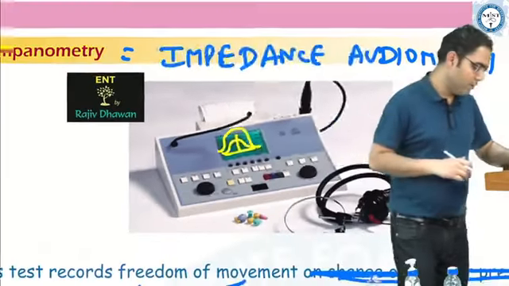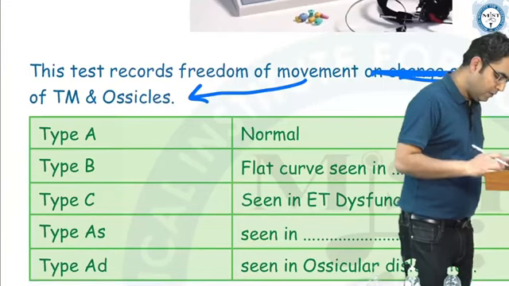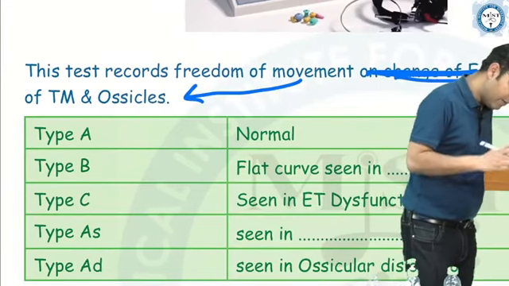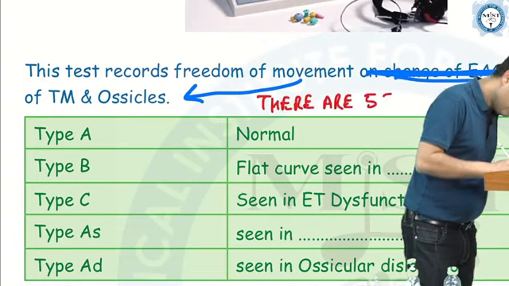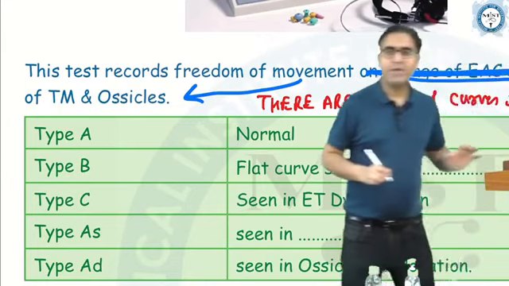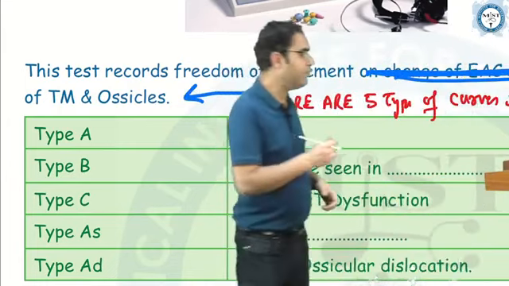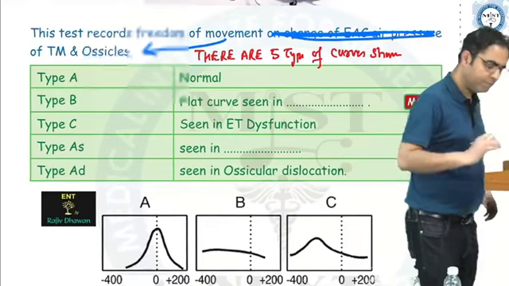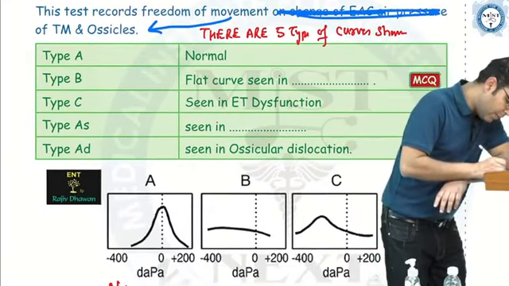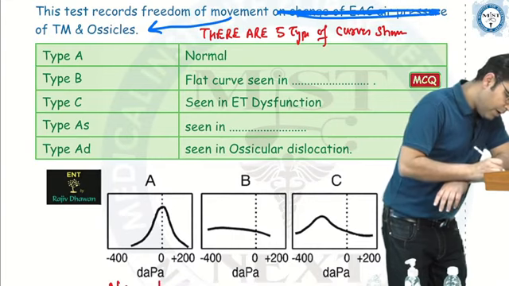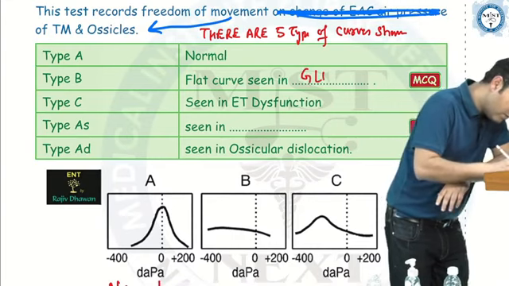Now, see? Write down. There are 5 types of curves shown. Type A, normal. Can you see? Label type A, normal. Type B is a flat curve seen in glue ear.